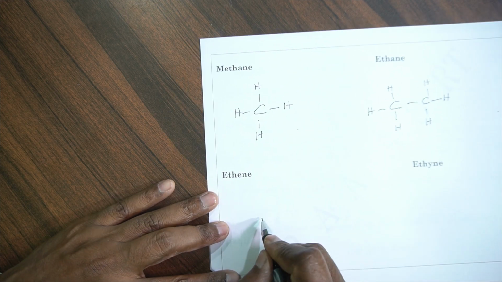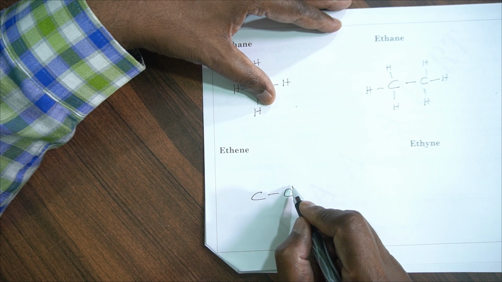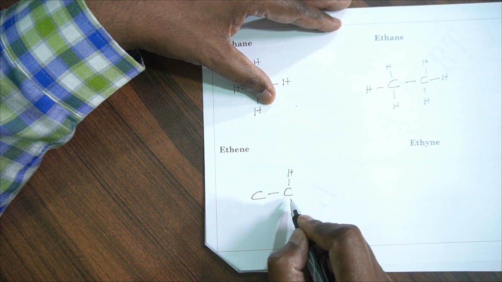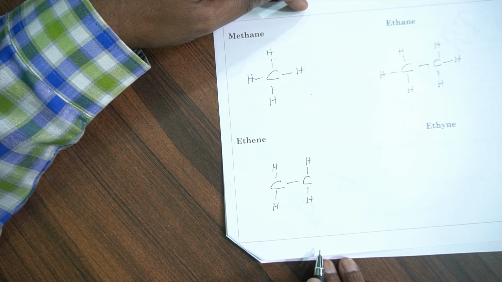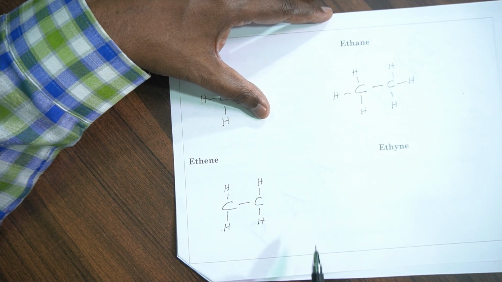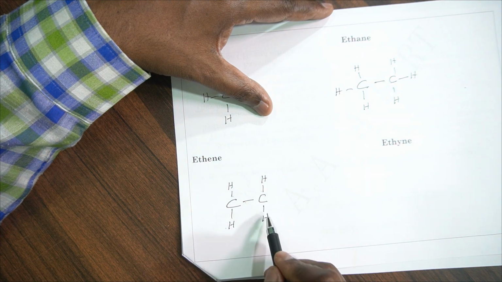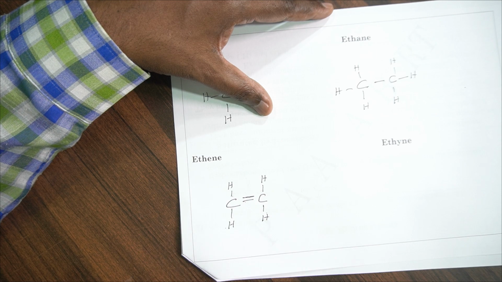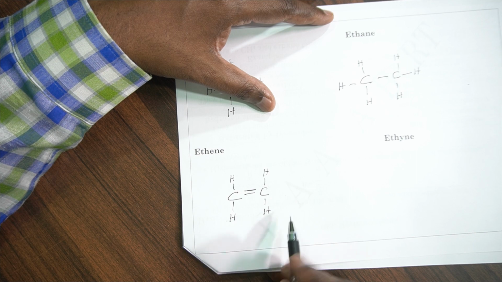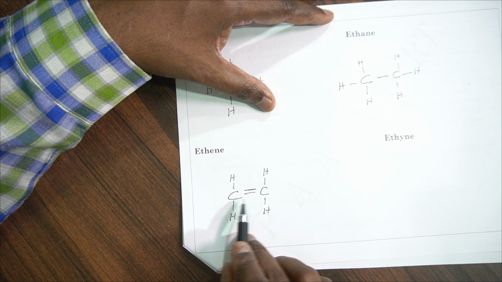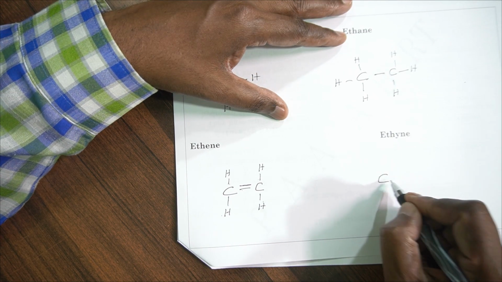Now ethene, you see ethene. Ethene has a bond with another carbon. 2 carbon atoms are there and there are 2 hydrogens here, 2 hydrogens here. Sufficient hydrogen atoms are not available. So what happens? This carbon has 1, 2 and 3 bonds. This also has 1, 2 and 3 bonds. So the 4th bond is formed between the 2 carbon atoms. So there is a double covalent bond between the 2 carbon atoms. Sufficient hydrogen is not there and there is a double covalent bond between 2 carbon atoms. So this is unsaturated.